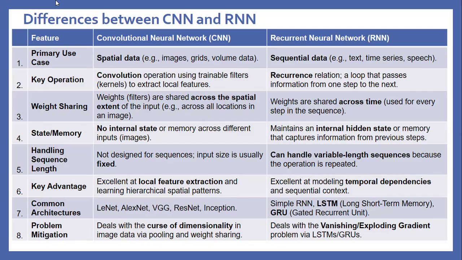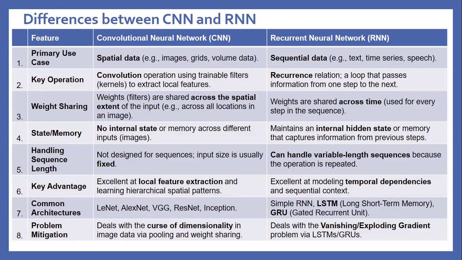Friends, in the continuation of the data science interview question answer series, we are moving to the question: difference between convolutional neural network (CNN) and recurrent neural network (RNN). Primary use case: CNN is for spatial data, for example images, grid, volume data. RNN is for sequential data, for example text, time series, speech.